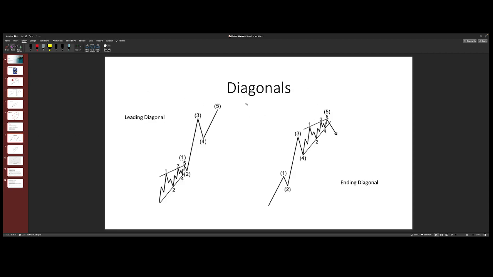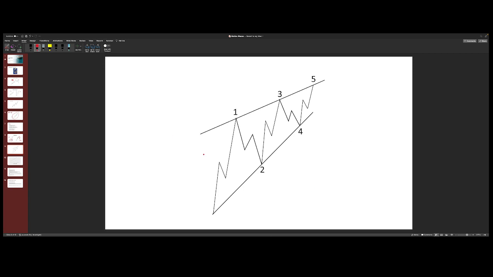Okay, so we have here two variations of the diagonals. One is a leading diagonal, which leads the impulsive structure, which only exists in wave 1. And we have an ending diagonal, which ends the impulsive structure. So those are the two variations. Let's go on to the rules.